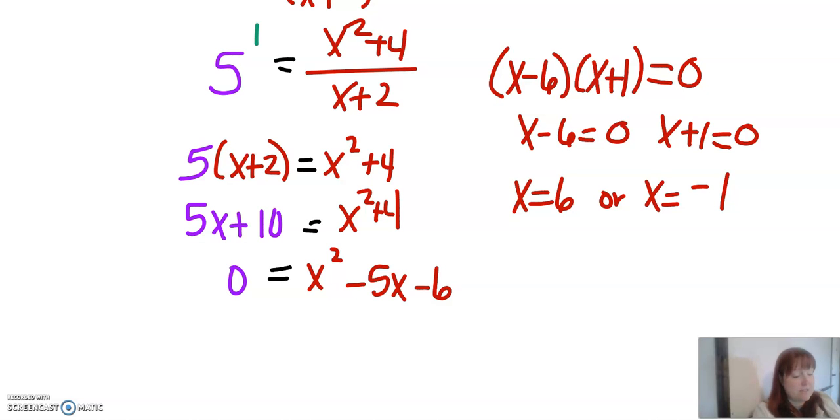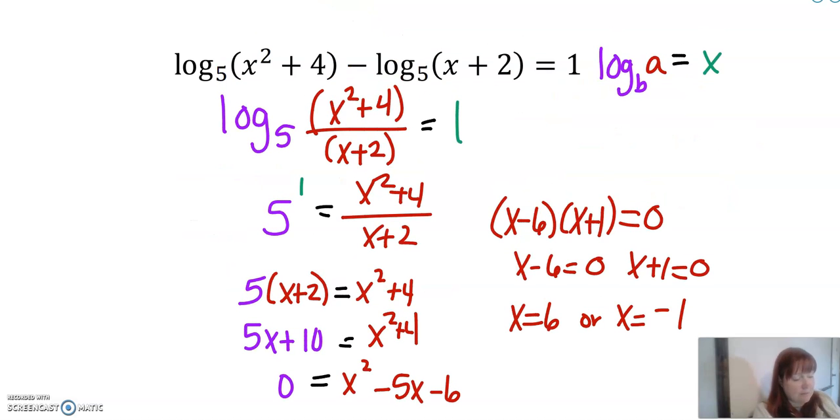Now we can check these to make sure that they're not extraneous by plugging them back in and just making sure that we don't get a negative number inside this log. That's the key, is just making sure we don't get a negative number inside the log, because sometimes when we do a bunch of algebraic manipulation, we're going to get numbers that don't actually exist as solutions.